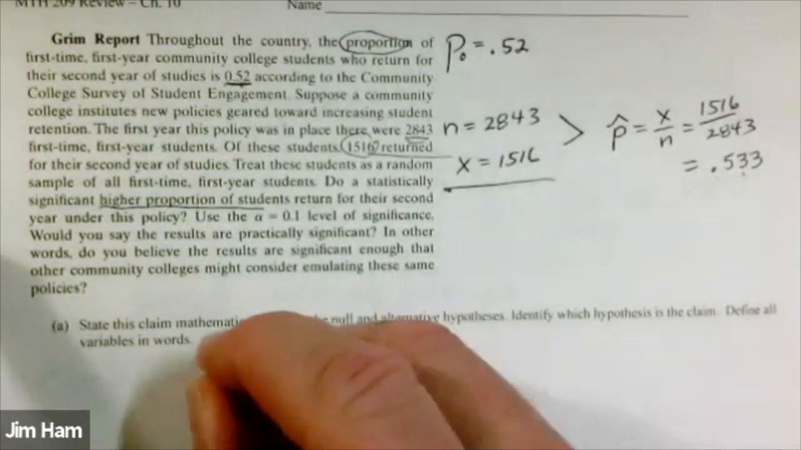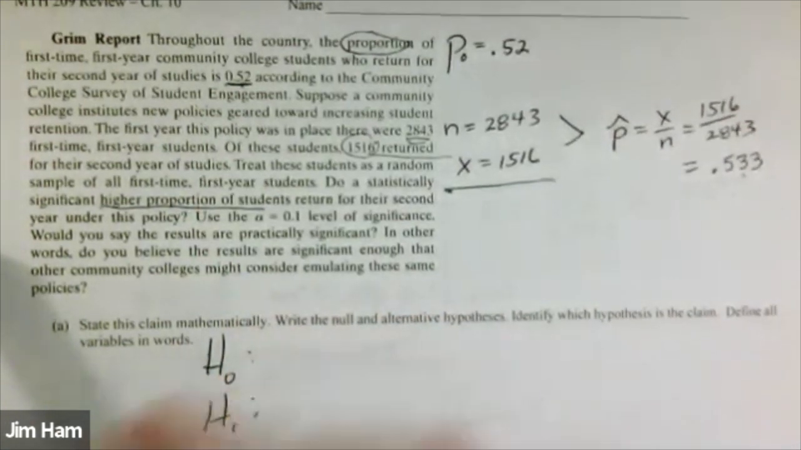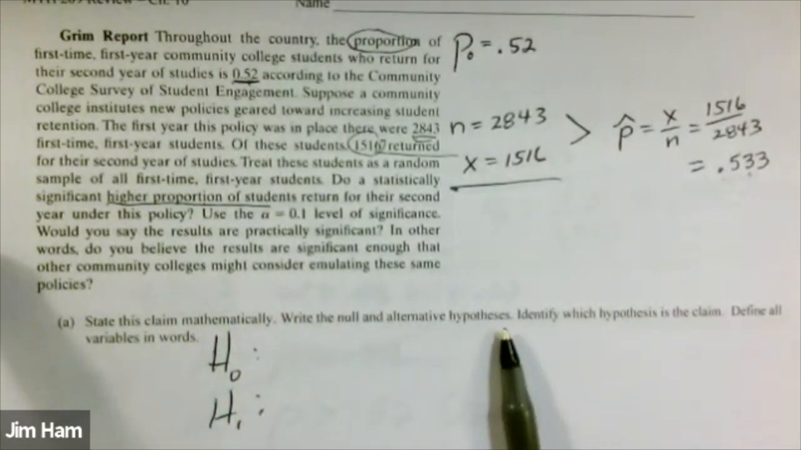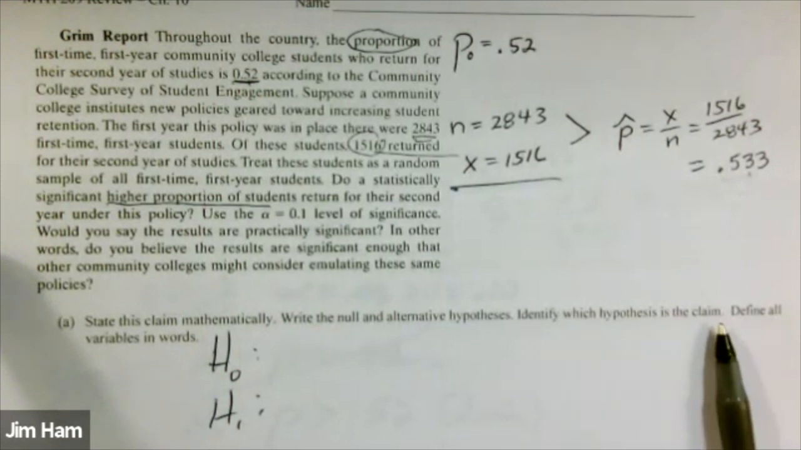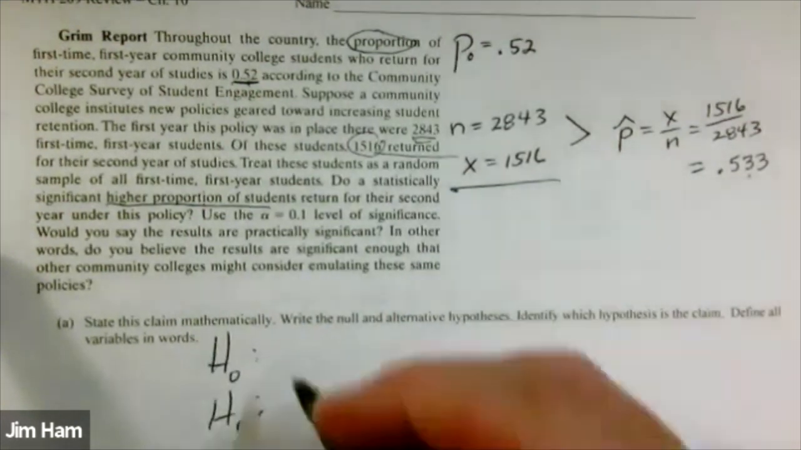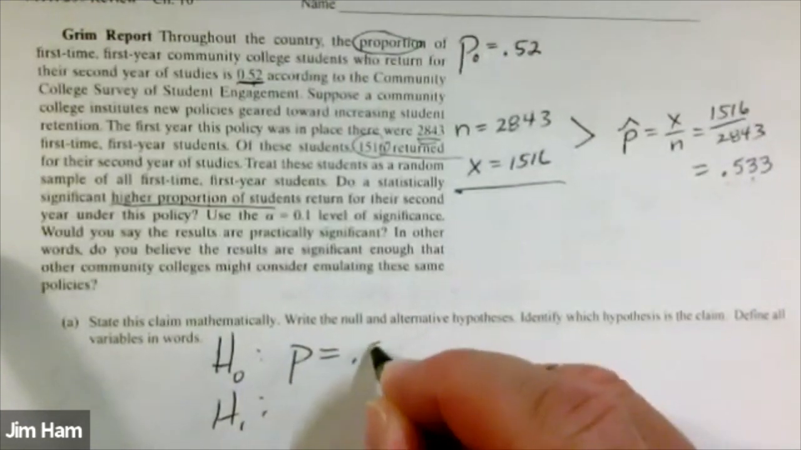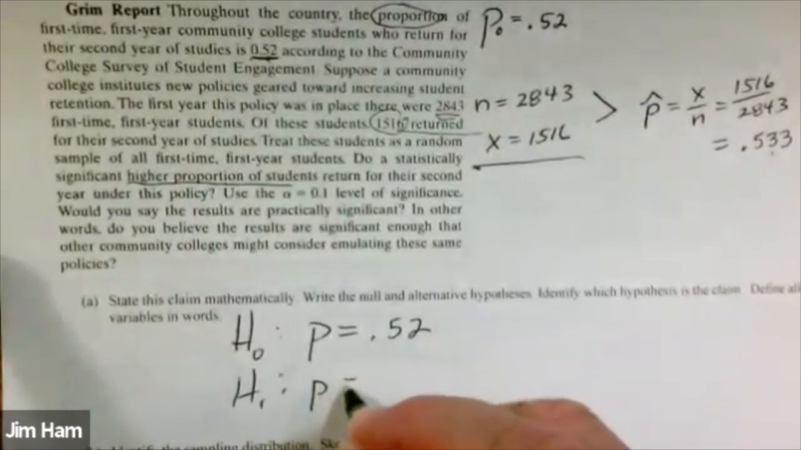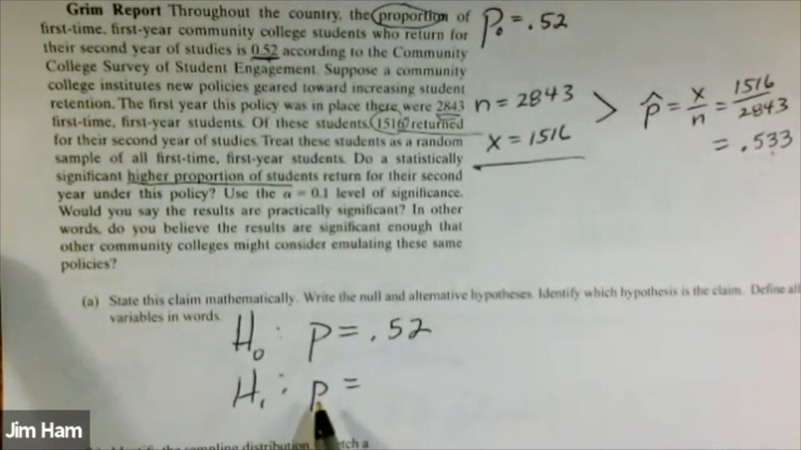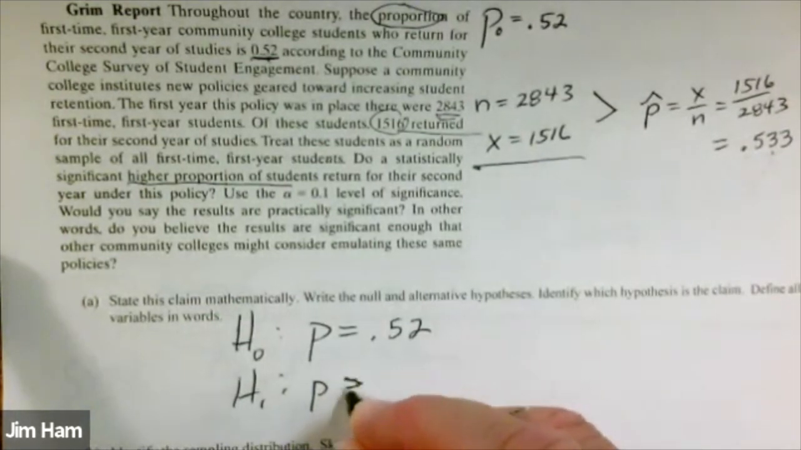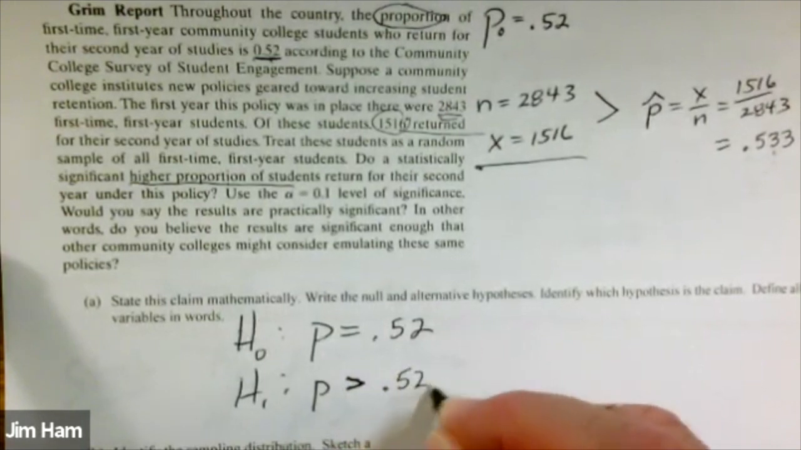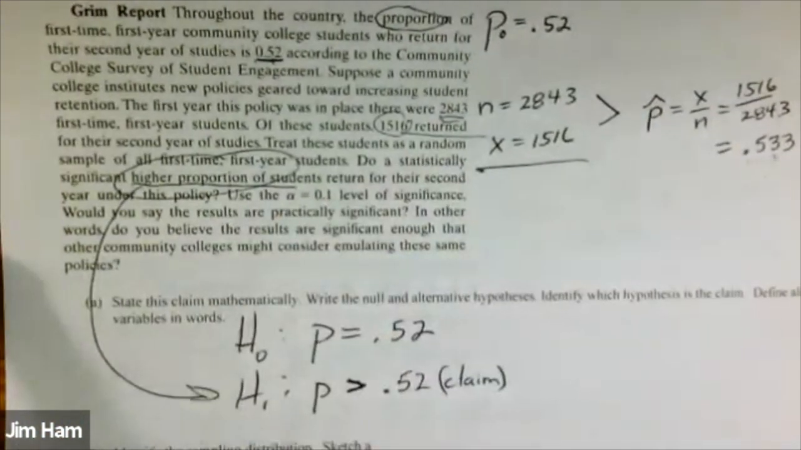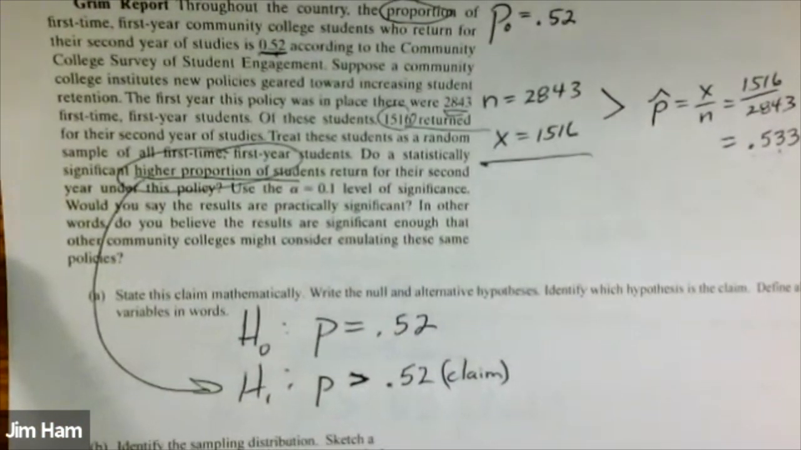So let's come down here and state the hypotheses. State the claim mathematically. Write the null and alternative hypotheses. Identify which hypothesis is the claim, and define all variables in words. So we're going to say that the proportion is the national average, and the claim is that the proportion of students at this one college is actually larger than 0.52. And that's going to be the claim. So a higher proportion corresponds to p greater than 0.52.